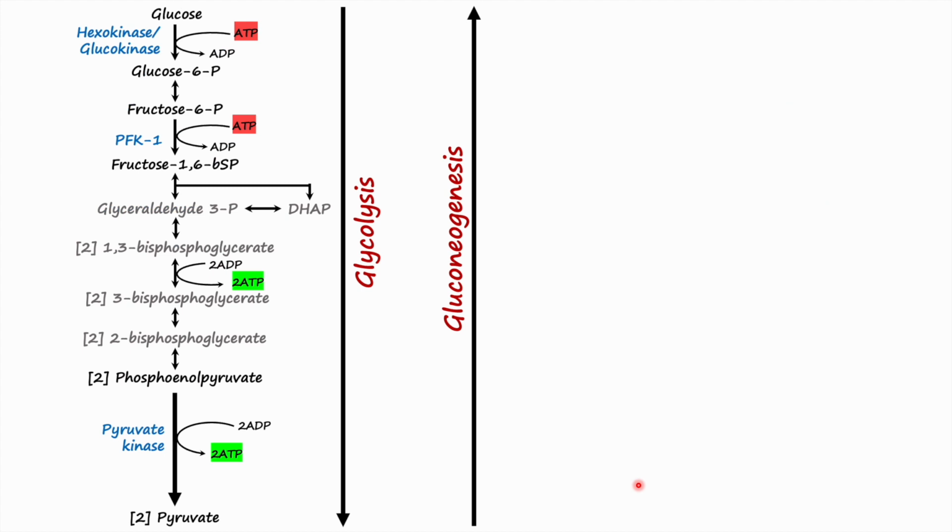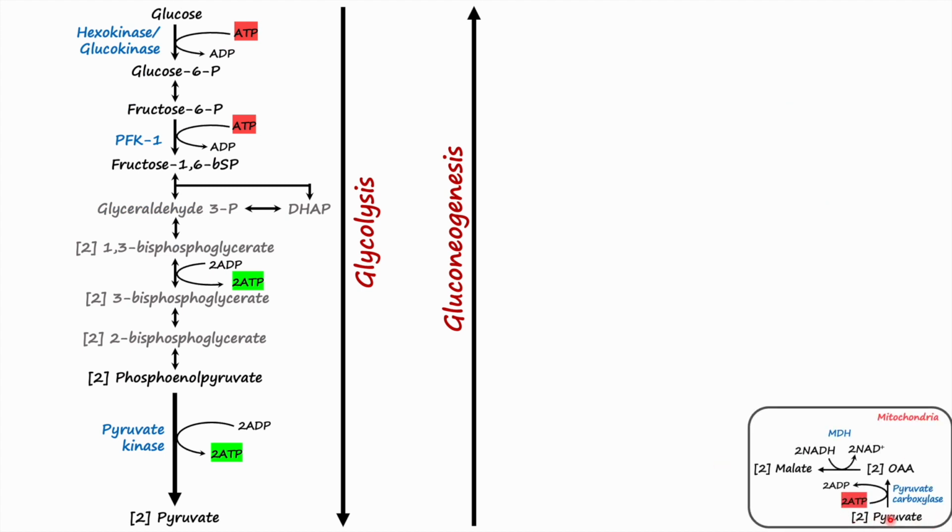The first step is the carboxylation of pyruvate to oxaloacetate, and this reaction takes place in the mitochondria. The enzyme that catalyzes this reaction is pyruvate carboxylase, which also requires bicarbonate, ATP, and biotin. Once oxaloacetate is synthesized, it cannot cross the mitochondrial membrane, and therefore oxaloacetate must be converted into malate with the help of mitochondrial malate dehydrogenase.